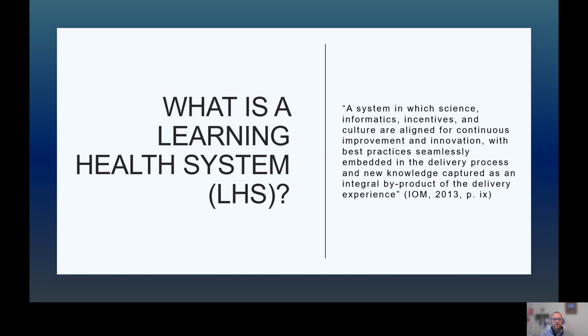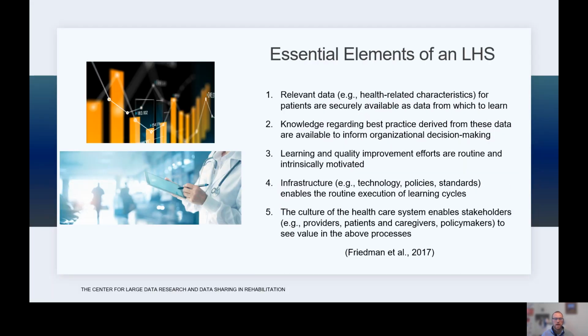So to start, what is a learning health system? What was formerly known as the Institute of Medicine defined it as a system in which science, informatics, incentives, and culture are aligned for continuous improvement and innovation, with best practices seamlessly embedded in the delivery process and new knowledge captured as an integral byproduct of the delivery experience. Now let's unpack that a little bit.